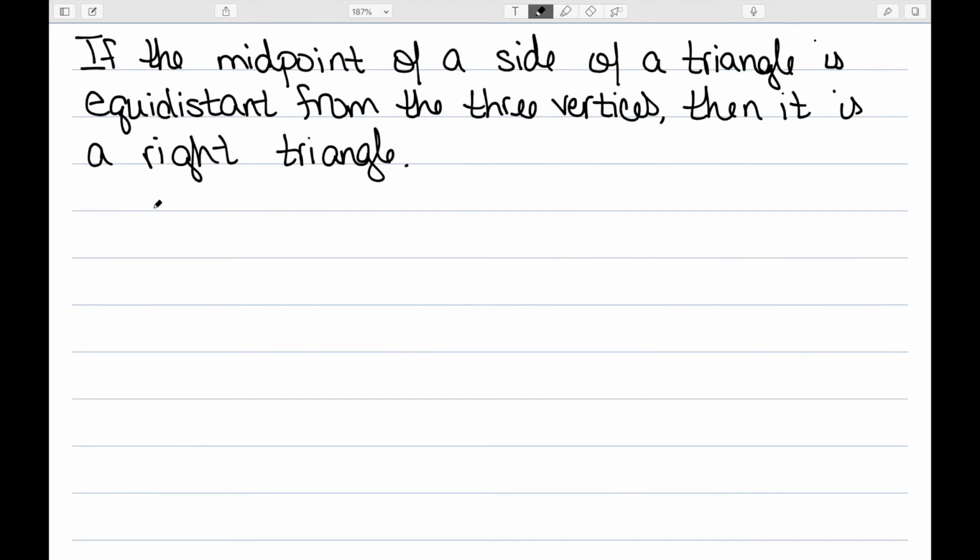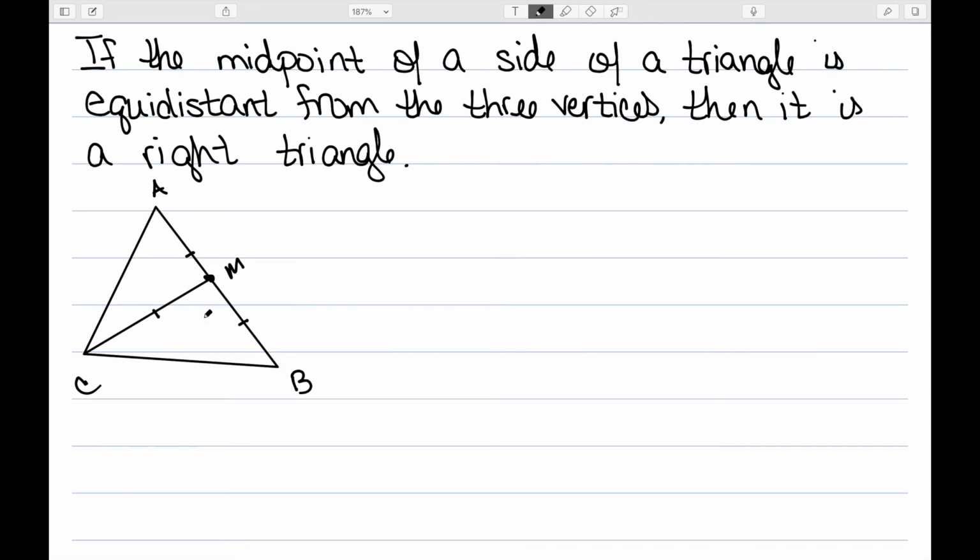We also have the converse of this. So let's suppose we have a triangle. This time I'm not going to draw it as a right triangle, but we'll prove that it does have to be one. We're going to once again let M be the midpoint of side AB. And we're going to suppose that the distance from C to M is the same. So we're going to suppose the distance from M to each of the vertices is the same. Then this must be a right triangle.